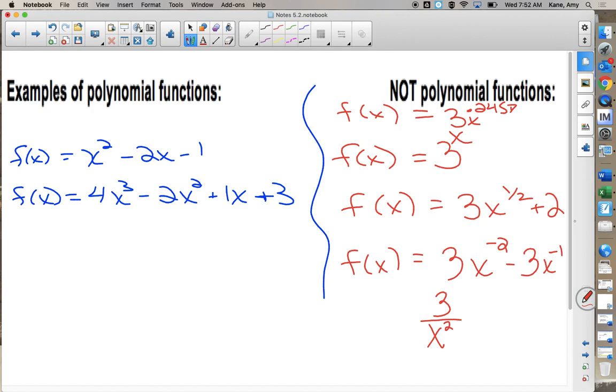Dimitri. If the exponents are out of order, can you rearrange them? Yes, exactly. You'll be asked to do that. If the exponents are out of order, that's okay. We would rearrange them and get them in order. So as long as the exponents are positive whole numbers, if they're not in order, we'll rearrange them in order.